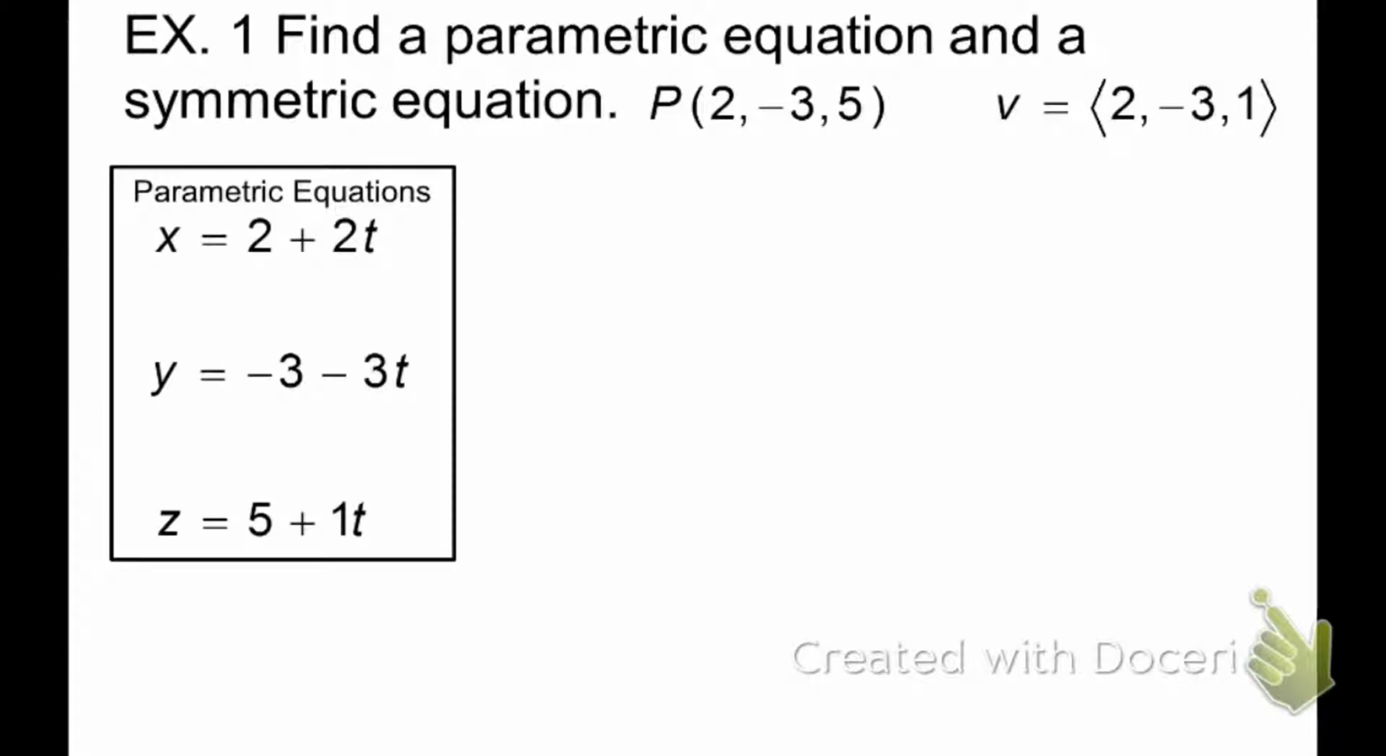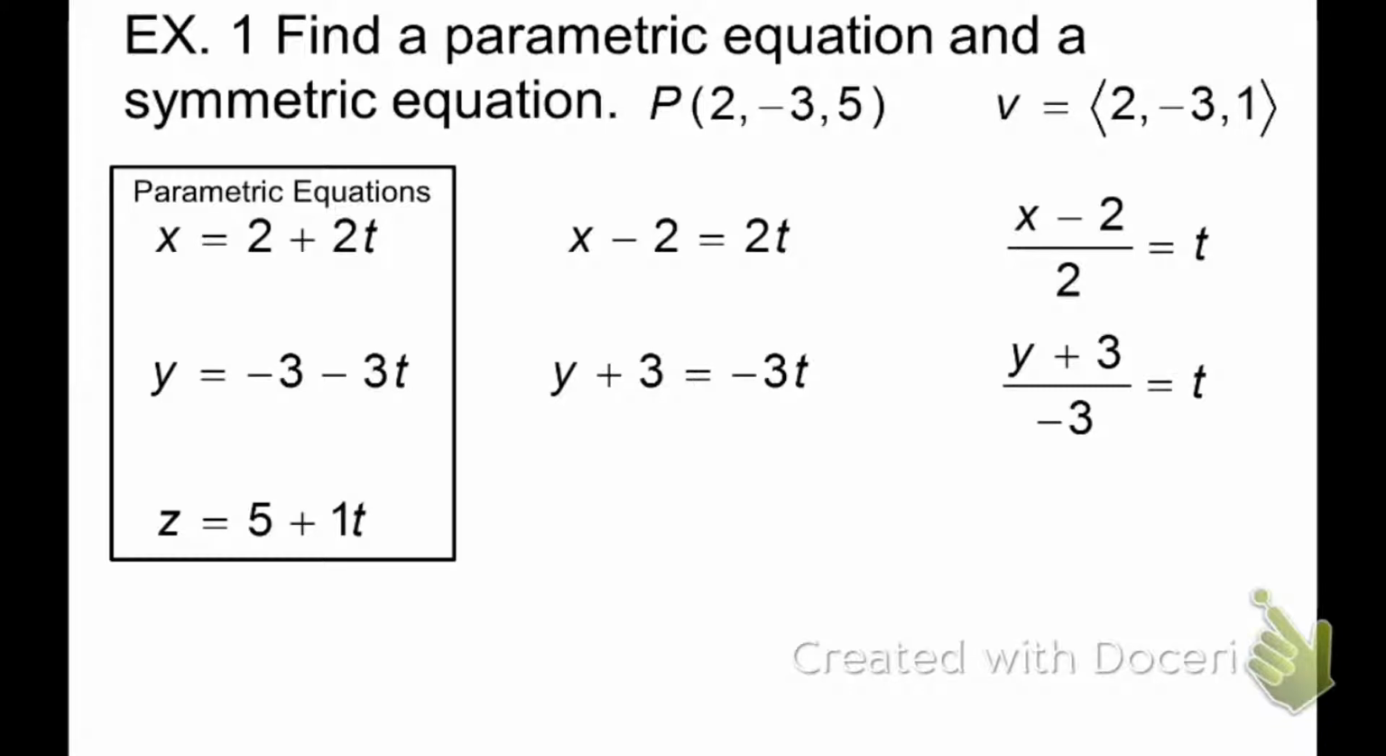Now we're going to rearrange each equation and solve for t. So for x equals 2 plus 2t, I'm going to subtract 2 and then divide by 2. So t will equal (x minus 2) over 2. Same thing for y. I'm going to subtract negative 3 and divide by negative 3, so that t equals (y plus 3) over negative 3. z minus 5 will equal 1t, so then (z minus 5) divided by 1 equals t. Now since dividing by 1 doesn't change the value, if you don't want to put the divided by 1, that's fine.